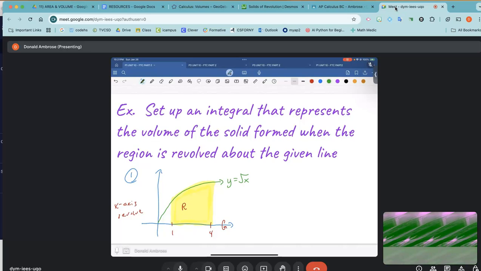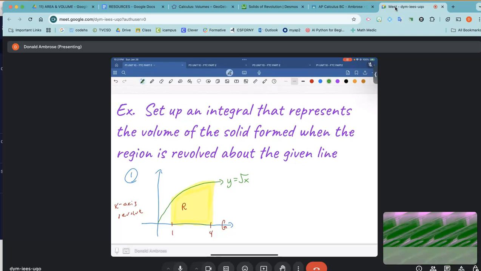So the first example here, we're going to set up an integral that represents the volume of the solid formed when the given region is revolved about the given line. In this first problem, we're going to revolve about the x-axis, and the region here is bounded by y equals square root of x, x equals 1, x equals 4, and the x-axis. So again, we're going to revolve that region about the x-axis to form our solid.